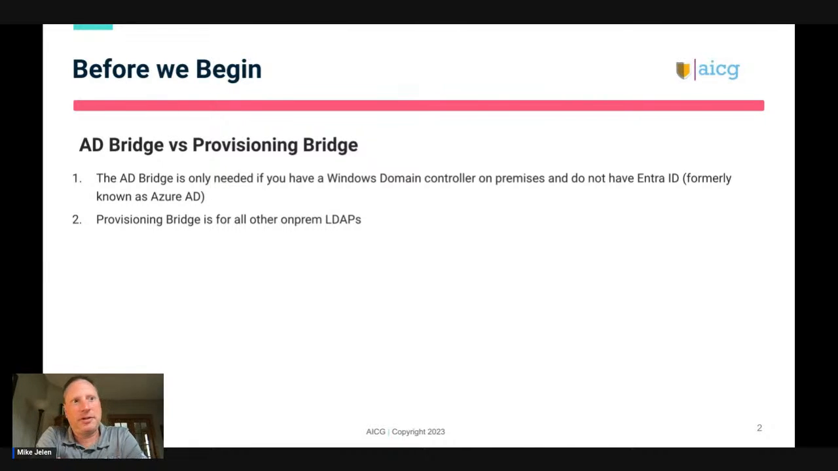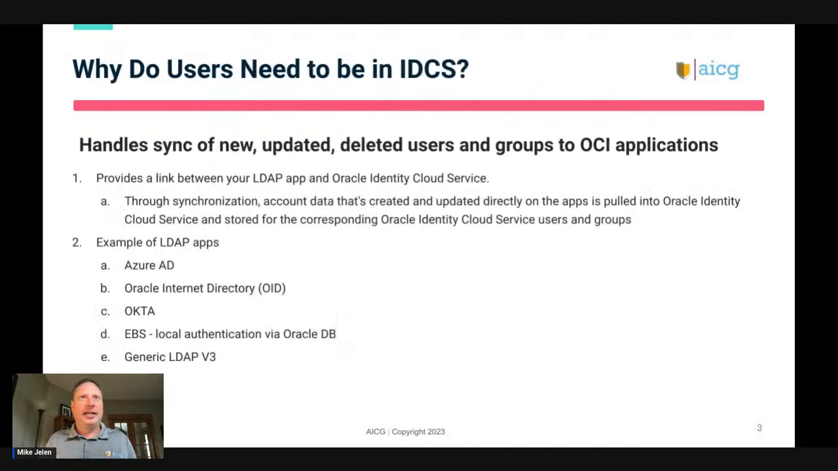I have a better sense for how I might want to move forward, but once I figure out the LDAP component, now I have users, or I want to get my users into IDCS. And so when we say, well, I already have users within Azure Active Directory or Entra ID, I have them in OID, I have them in Okta, I have them local for EBS, I have them elsewhere. Why do I need to get them into IDCS?